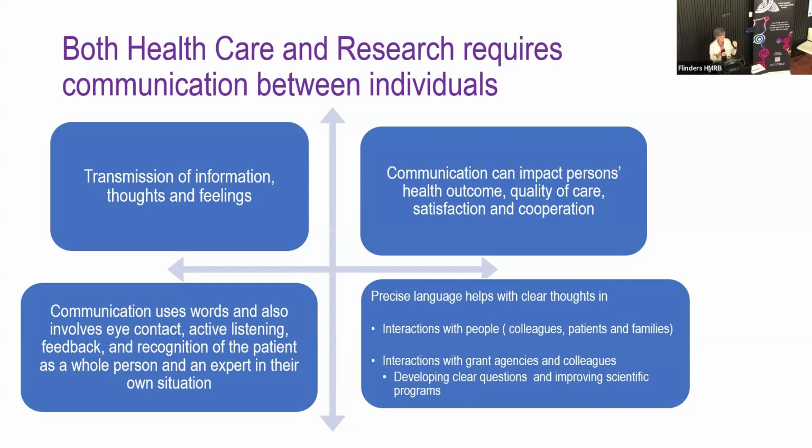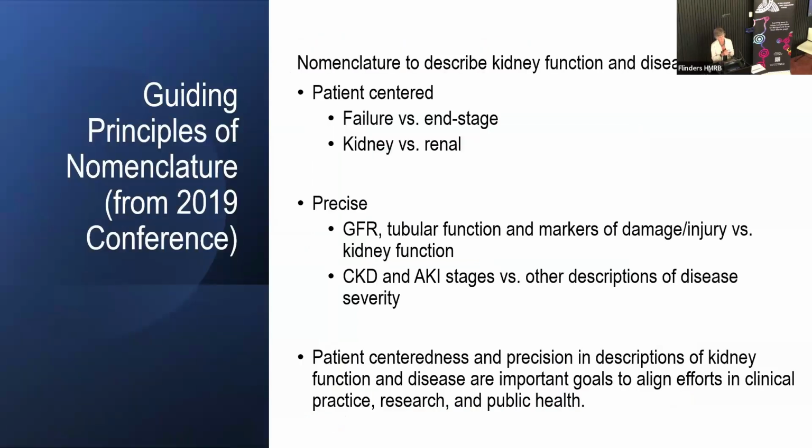And the clearer your question, we learn this in research, the more likely you are to have an answer, and it improves any scientific program. So when we met a long time ago to describe the principles of nomenclature, we said we needed to have language that describes kidney function and diseases that are patient-centered. So failure versus what's an end stage something? Like it's not clear, but the patient said failure actually makes sense in kidney versus renal.